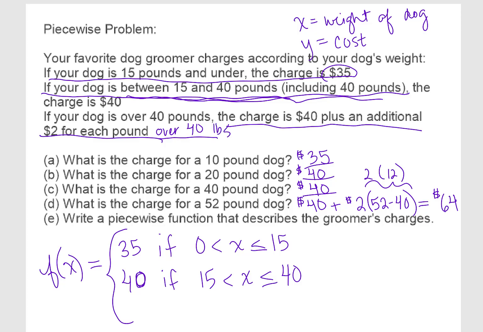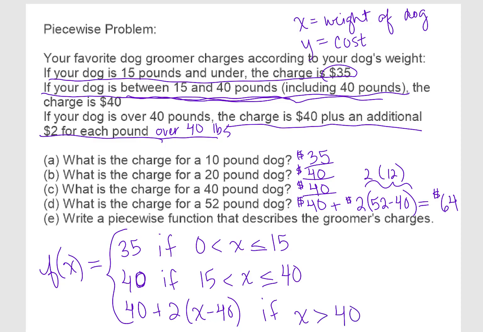Okay, so we have an output of 35 if X is between 0 and 15, including 15. 40 is my output if X is between 15 and 40, including 40. Or the last output is 40 plus 2 times whatever the weight of the dog is minus 40. And that's if X is greater than 40.